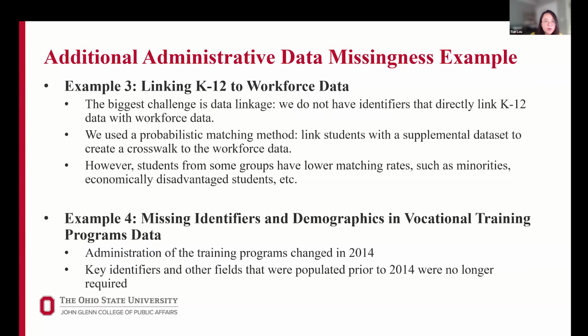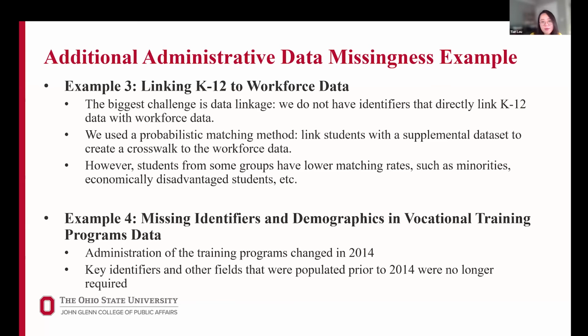And a third example is about linking K-12 to workforce data. This is a typical problem: in K-12 data, we have student identifiers, but for workforce data, we rely on social security numbers to link people. And it's very hard to really link student identifiers with social security numbers. So here we used a probabilistic matching method, and we link students with supplemental data sets and create a crosswalk between student IDs and the workforce data.